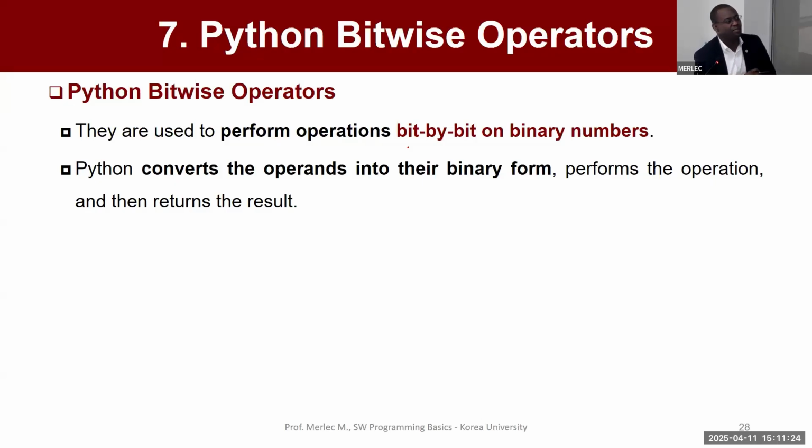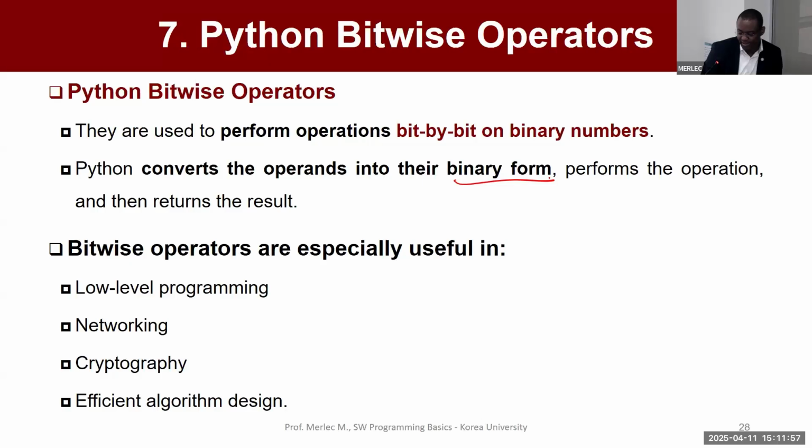Because the operations on the bits are totally different from the operations we do on decimal numbers, I will quickly remind you of the number systems which are mostly used. Before that, I want to cover the bitwise operations. For bitwise operations in Python, it converts the operands into binary form, and it returns the results. This is what it does.